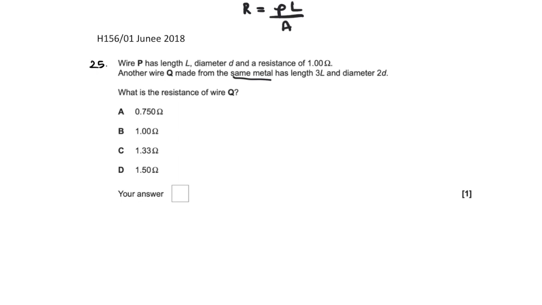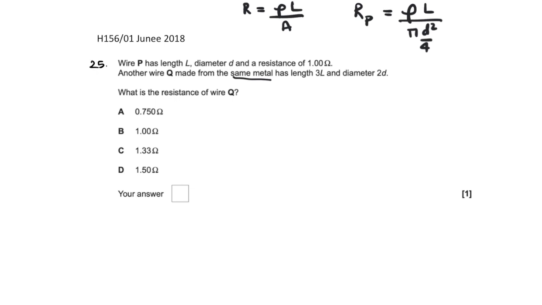So if I could figure out the resistivity in terms of L and diameter, because resistance is given to me, I can work out the resistance of Q. RP, the resistance of P, is equal to its resistivity times the length, which is L, over the area, which is pi d squared over 4, like so.